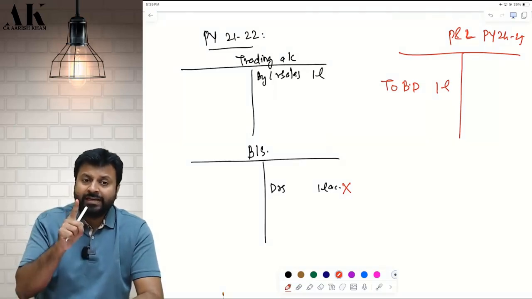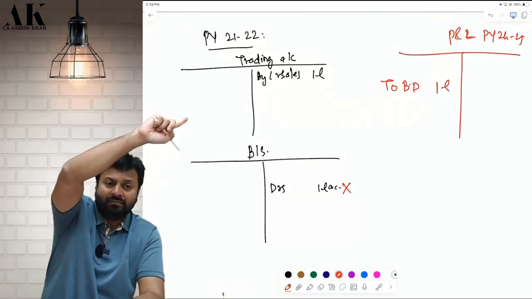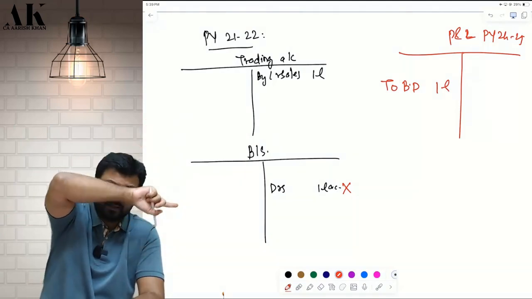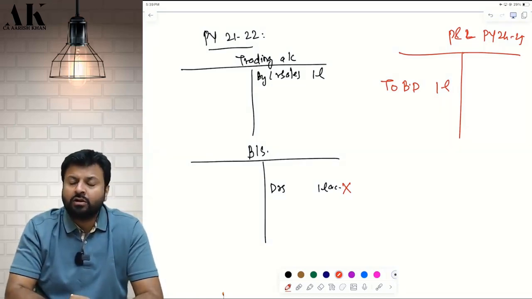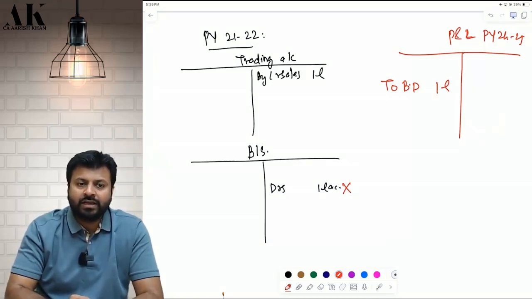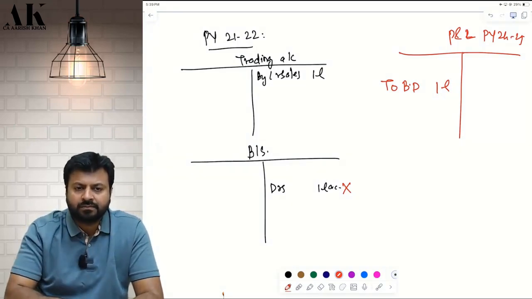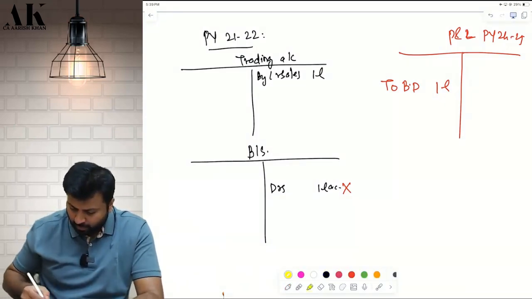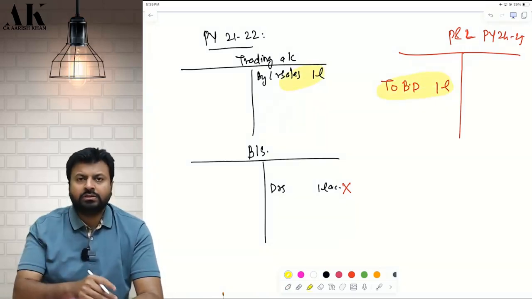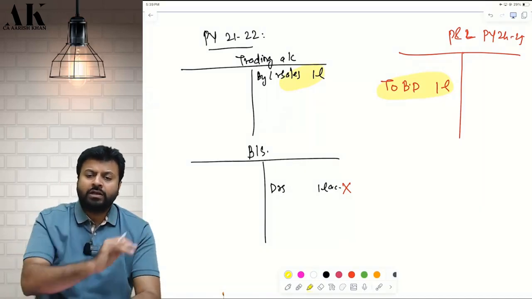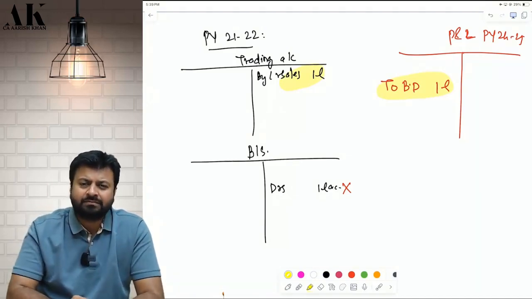How? Was this debt taken into income in an earlier year? Please tell me. Yes, it was taken. So this is what the law says. When you say you have to fulfill two conditions, condition number 1, you have to write off the debt in the books of accounts, and condition number 2, the debt which you are writing off should have been taken into income earlier. Is everyone clear? Please tell me. So first of all, as a student, you should always remember these two conditions.